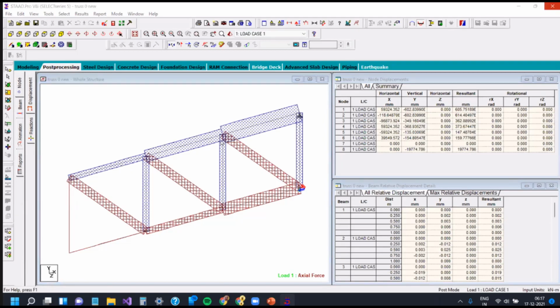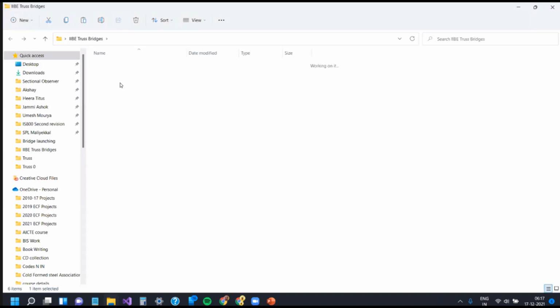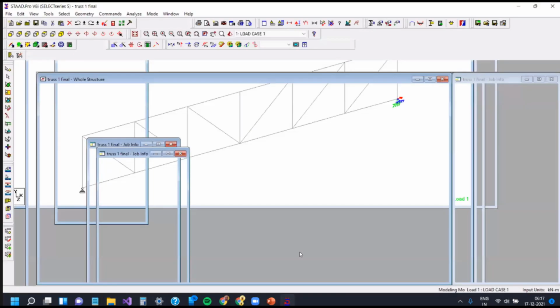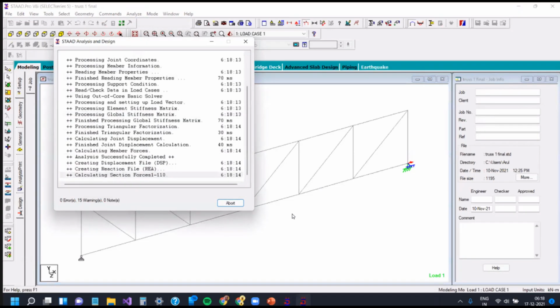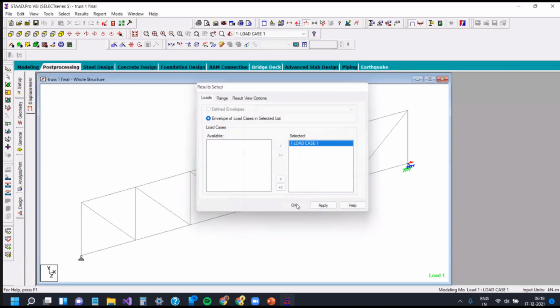So let me close this and I go to another one. Basically it's a normal truss, a normal Pratt truss. Let me see the load. Okay, a simple central concentrated load. So I go to analysis, and done. And let me go to the post-processing. Okay, load case, apply, okay.